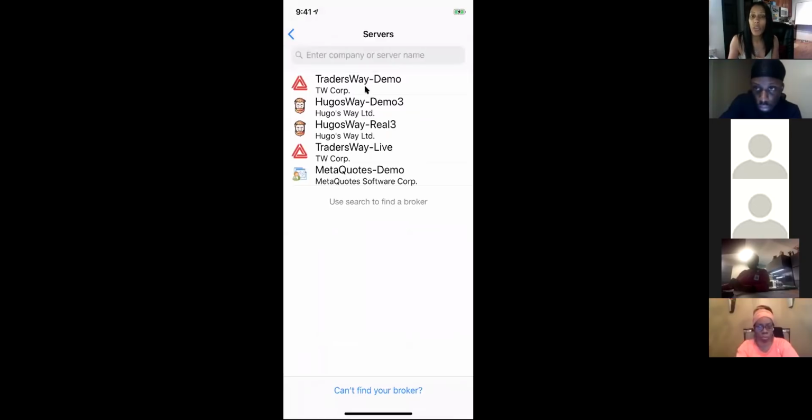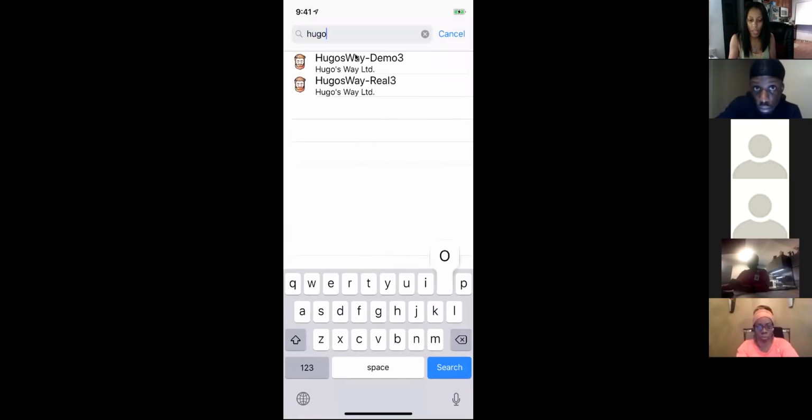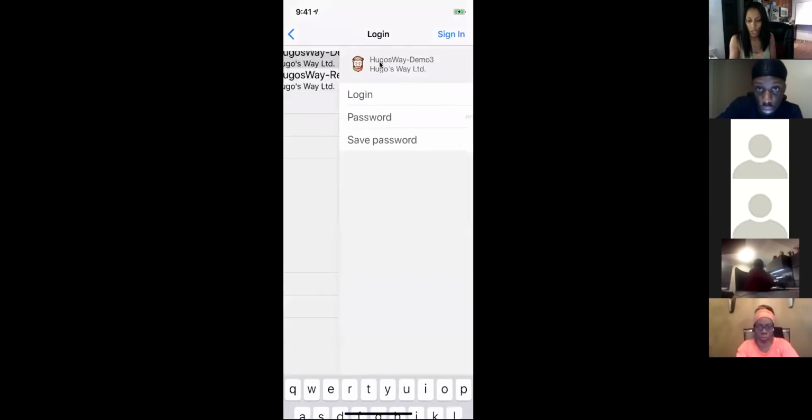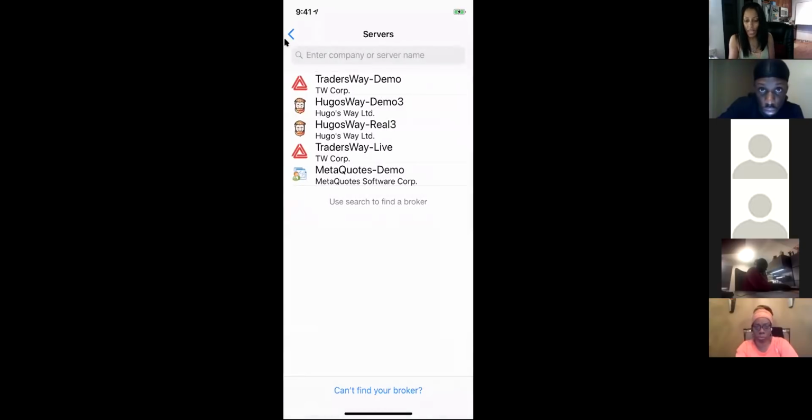And then you would type in the name of your broker up here in the search. So let's say your broker was Hugo's Way, for example. You would type in Hugo, and then you would have the options of a real and a demo. For this sake, we're doing demo. You would just select that. Then you have to put in the login, username, and password that Hugo's Way sent you via email. I don't have that. There's nothing that we have to do with that. That's between you and your broker. Once you put that information there, you would be good.